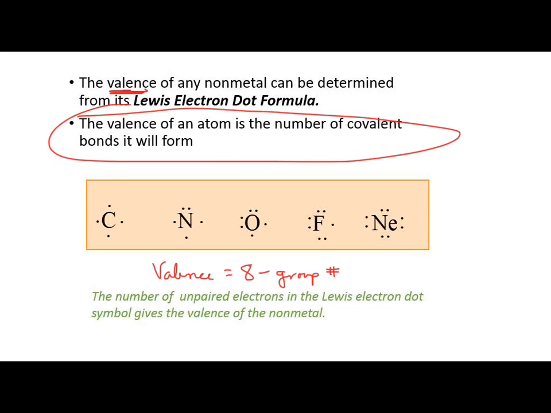So for carbon, we could do 8 minus 4, so the valence is 4. For nitrogen, 8 minus 5 because it's 5A, so 3 is the valence for nitrogen. For oxygen, it's 8 minus 6, which equals 2. The number of covalent bonds oxygen forms is 2. For fluorine, it's 8 minus 7 because it's 7A. Sometimes I say it reaches out, it forms 1 covalent bond. And of course, neon is 8 minus 8, which is 0, so it doesn't form any bonds.